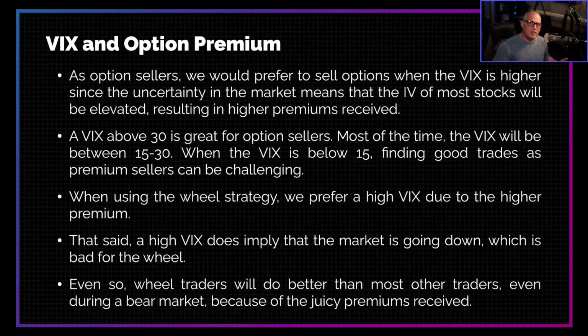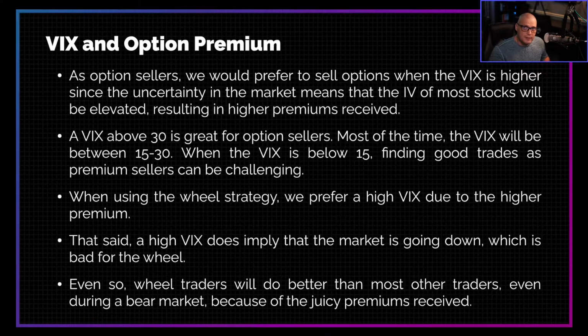Some numbers to watch out for. I would say a VIX above 30 is great for option sellers. A VIX above 30 means there's a lot of two-sided action, right? There is some fear, some uncertainty in the marketplace. Most of the time, the VIX typically trades between 15 and 30, right? That's typical for the VIX. It's a 15 to 30 number.